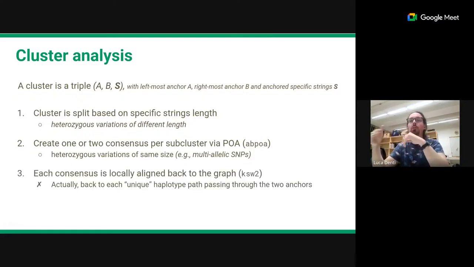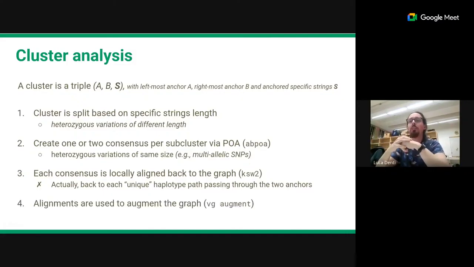And then when we have the consensus, we can locally align back the consensus to the graph. We know the subgraph because we know that this cluster starts from a vertex A, the leftmost anchor A, and ends at B, another vertex. So we can extract the subgraph. Actually, we don't align the consensus back to the graph yet, but we consider all the unique haplotypes that go through the two nodes and locally align the consensus to each path, and then we select the best alignment. Then we use this alignment to augment the graph, and to do so, we rely on VG augment.